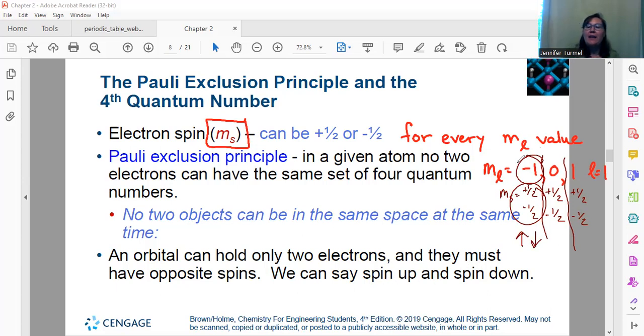So spin up, spin down, and that's every orbital. Okay, so M sub L negative 1, that's our orbital, and these values here are the electrons in that orbital. Now you notice here, I've kind of talked over this, but we talk about the Pauli exclusion principle. In a given atom, no 2 electrons can have the same set of 4 quantum numbers. And what that really means is that no 2 objects can be in the same space at the same time. The 4 quantum numbers describe precisely where we're likely to find each electron so that there's no overlap.